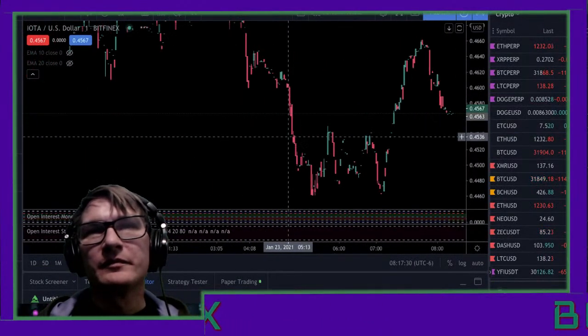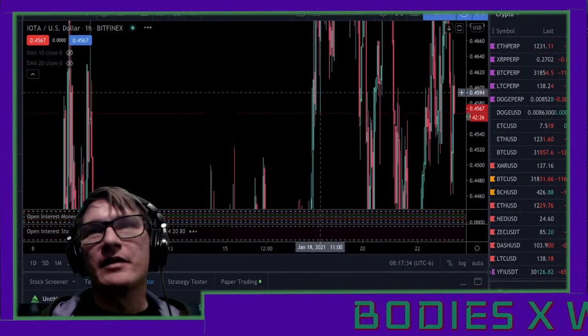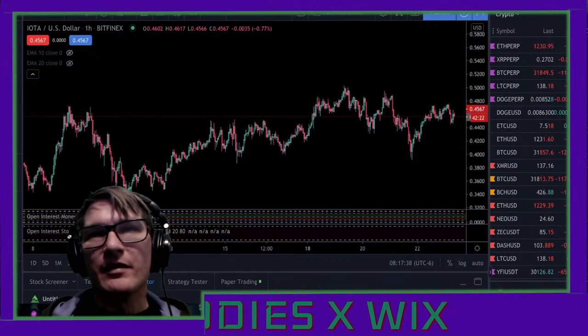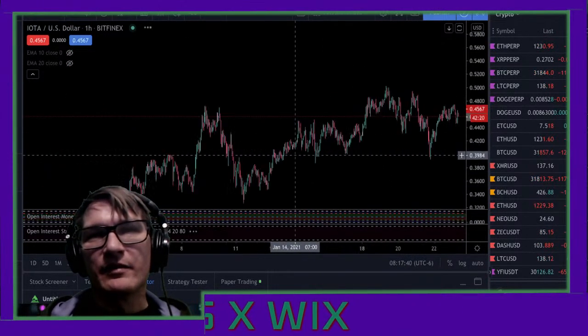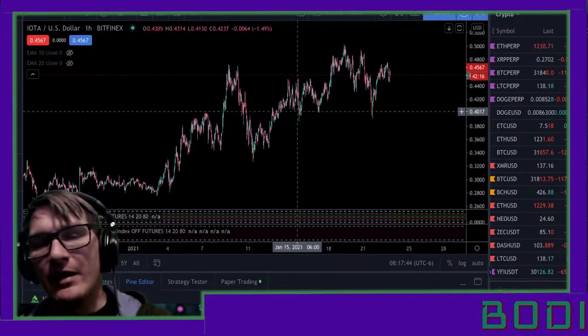Bitfinex. Instead of the 1 minute, we're going to start going to the hours on these. That way we can get a good picture to see where we're going. But as you can see, there's really no institutional moves happening in something like IOTA.